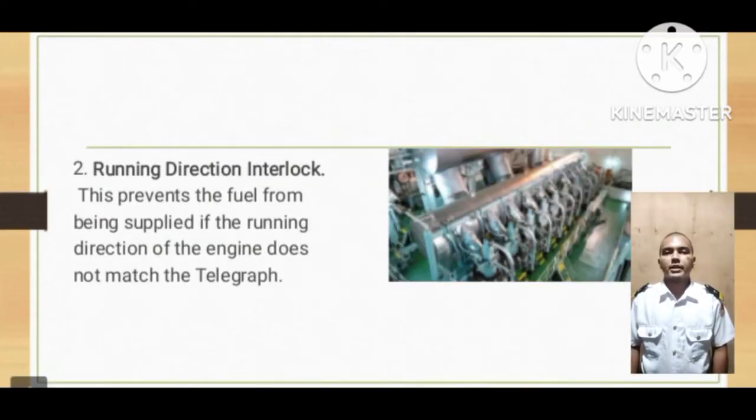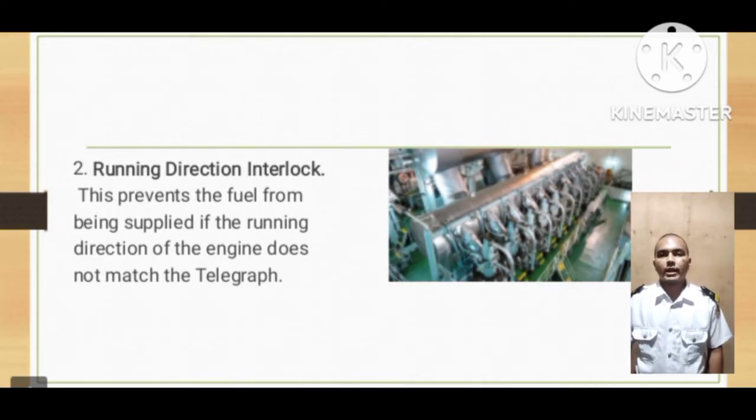Next is the running direction interlock. The running direction interlock prevents the fuel from being supplied if the running direction of the engine does not match the telegraph. It is an essential feature that prevents the injection of fuel to the engine when the telegraph is not synchronized.